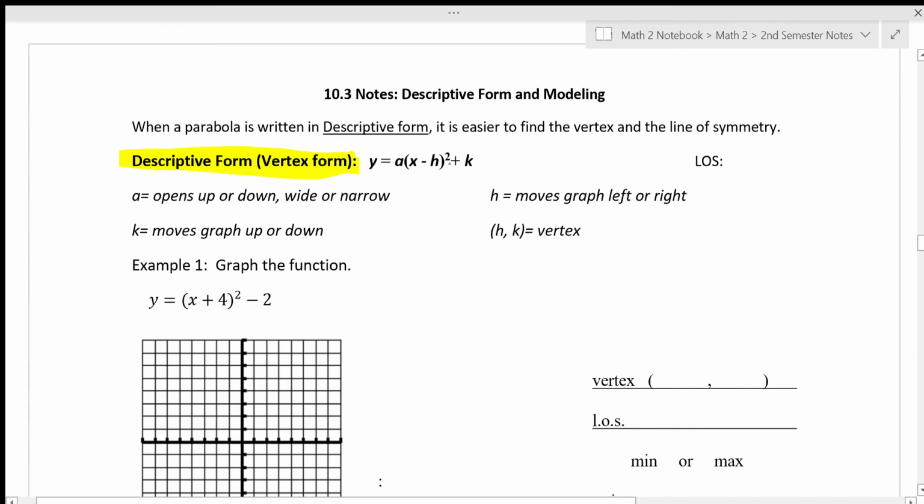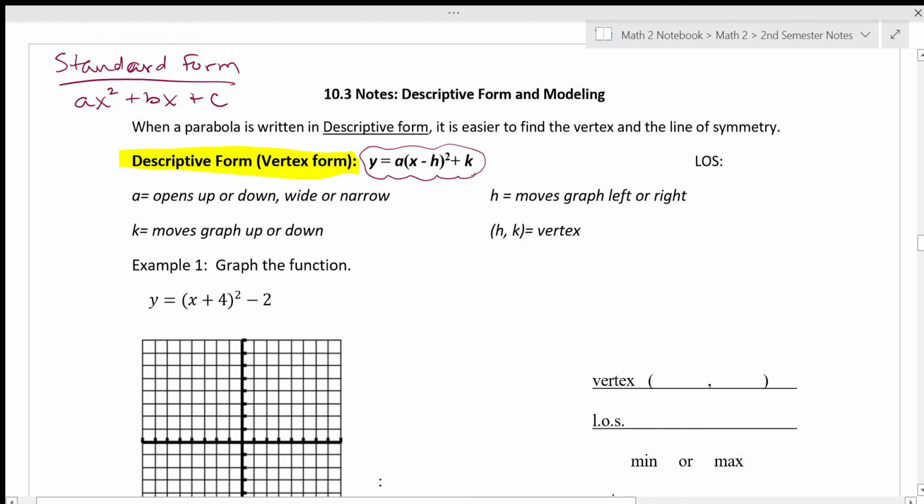So the one that we did before was standard form, and that was when we had ax squared plus bx plus c. Standard form: ax squared plus bx plus c. Vertex form or descriptive form is a times the quantity x minus h, squared, plus k.